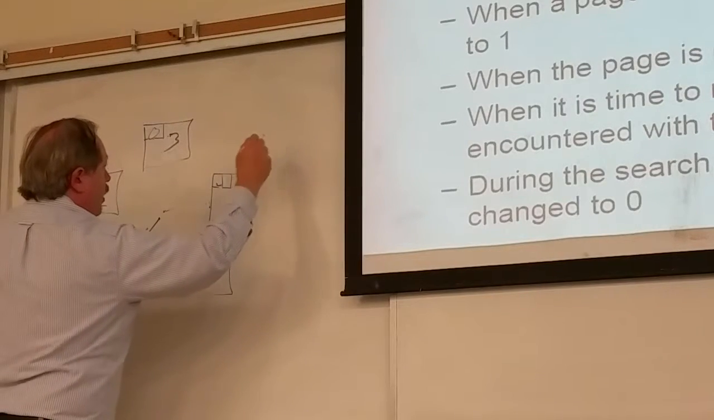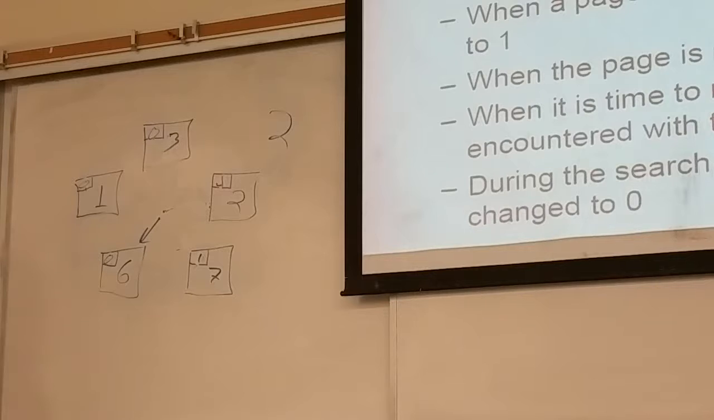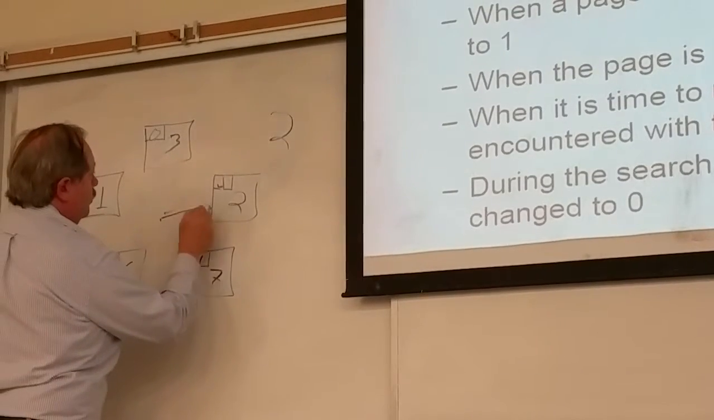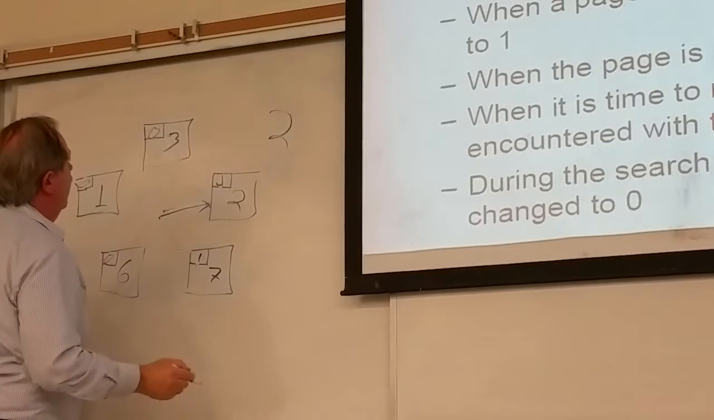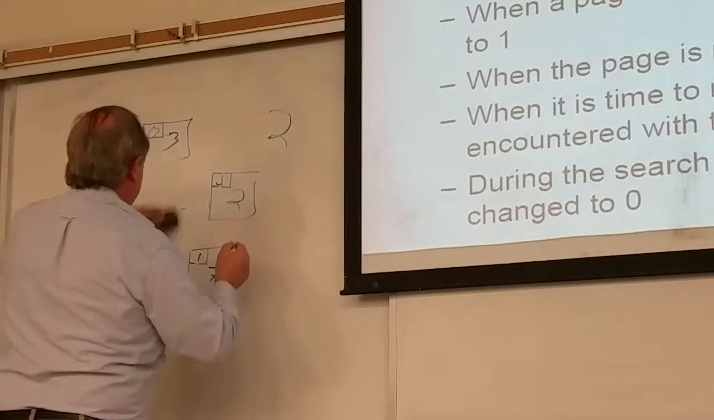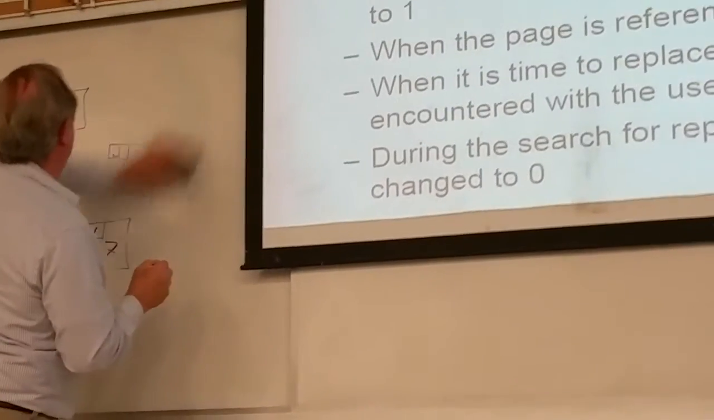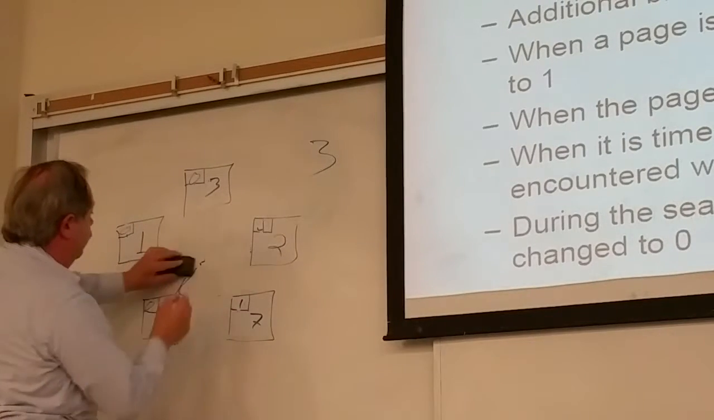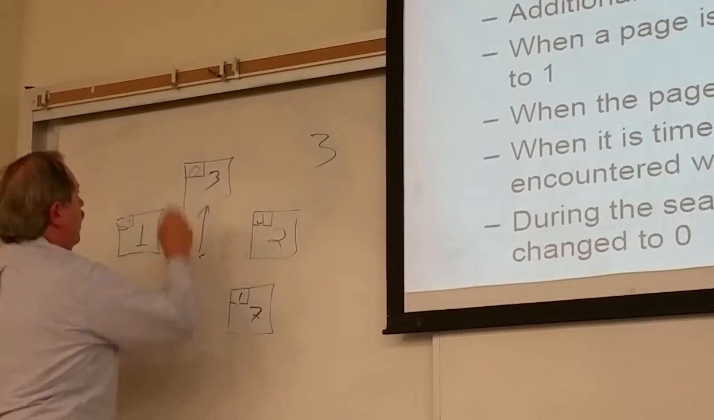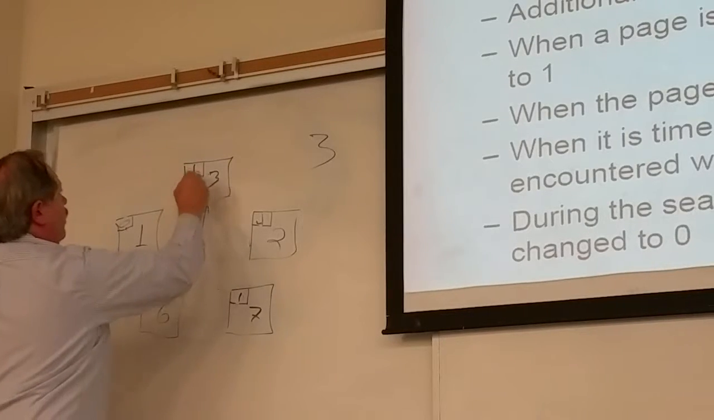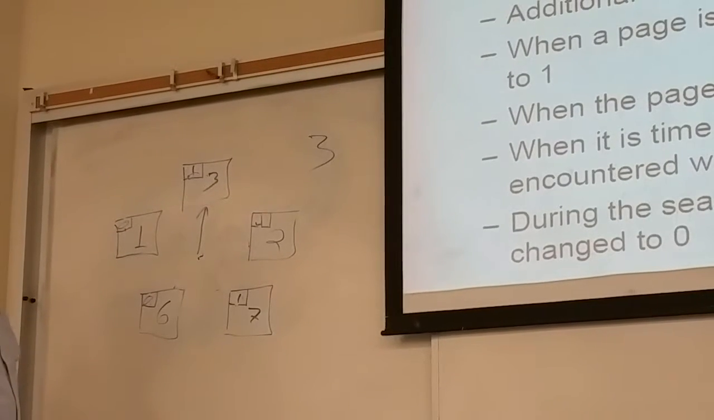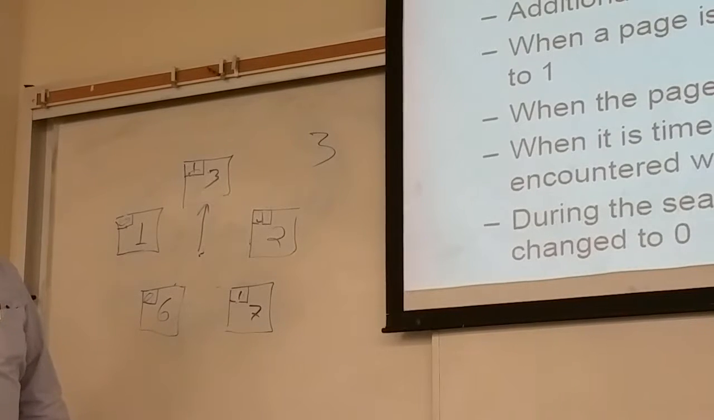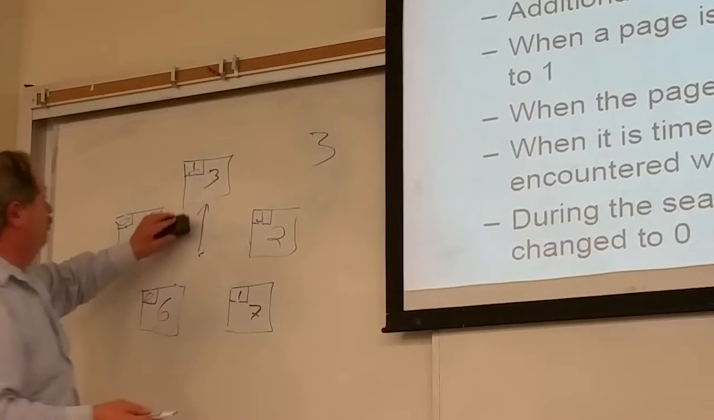Let's say I want to access page 2 next. Okay? Well, I go to page 2. Oh, that was a bad example. Forget 2. 2 was not interesting. Let's say I wanted to access page 3. Okay? Well, I go to 3. I set its bit to 1. And increment the pointer.